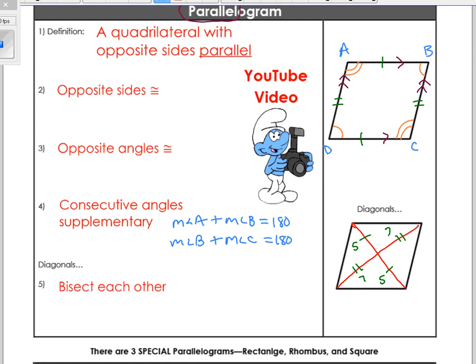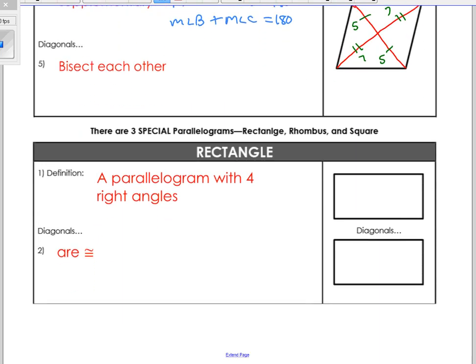And then if you look down at the bottom, we have 3 special parallelograms. Special means that they have additional properties besides those 5 properties. Our special parallelograms are a rectangle, a rhombus, and a square. And we're going to talk about a rectangle first. So go ahead and pause it and then write down the definition of a rectangle and then that the diagonals are congruent. Okay, so you should have that written down.